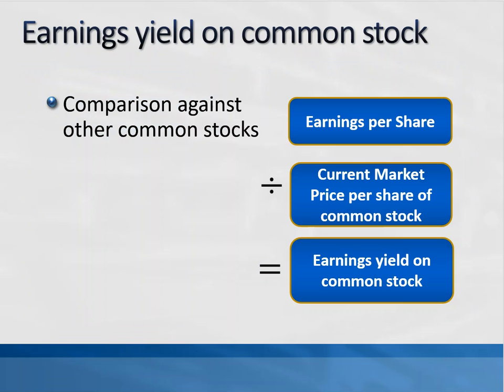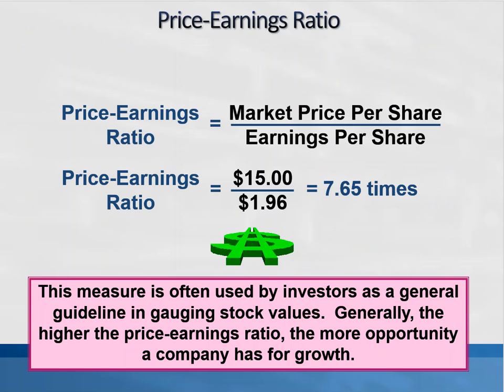I don't see that one used too much. Earnings yield on common stock: take your earnings per share divided by the current market price of the stock, and that will give you a yield. You also see something used more commonly called the price earnings ratio. And here you take the market price divided by the earnings per share.